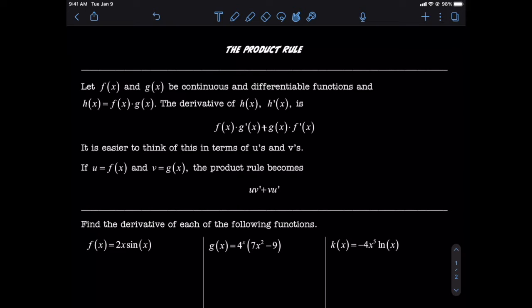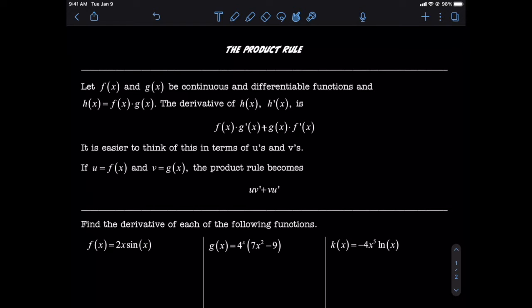If you let f of x and g of x be continuous and differentiable functions, and you let h of x be the function that is the product of those two functions, then the derivative of h of x, h prime, can be expressed as f of x times g prime plus g of x times f prime. Now I will admit that that looks a little bit complicated.